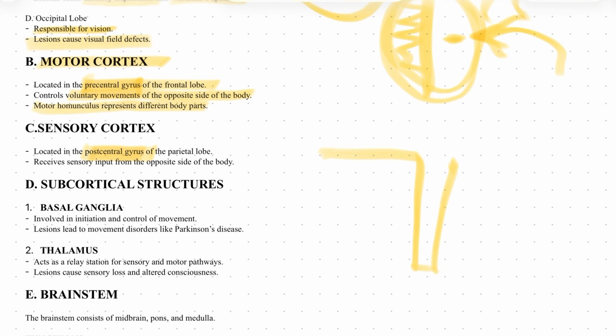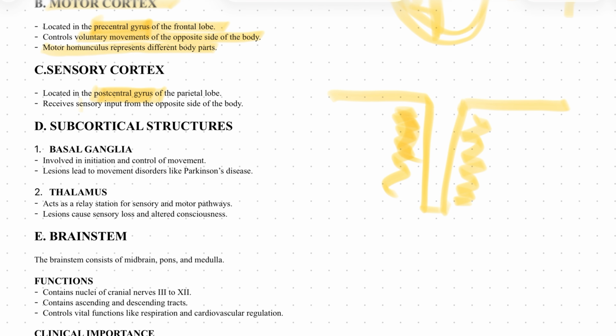See, this is a gyrus. This is motor and this is what? Sensory, right? Don't worry. There are some legs, face and all. We'll be discussing it. Receives sensory input from opposite side of the body.